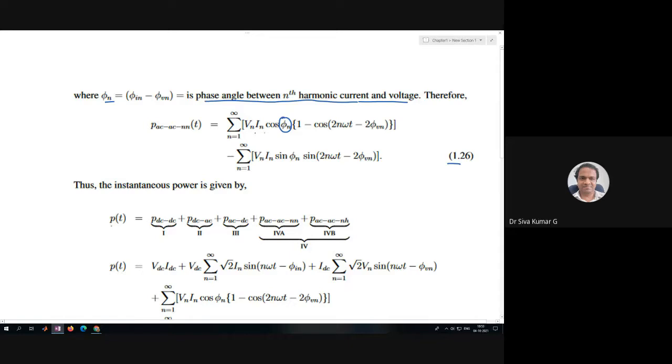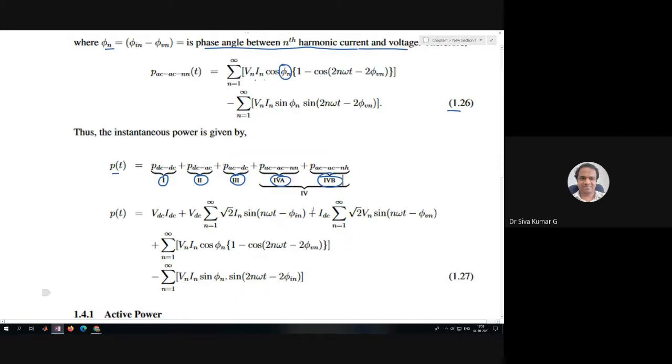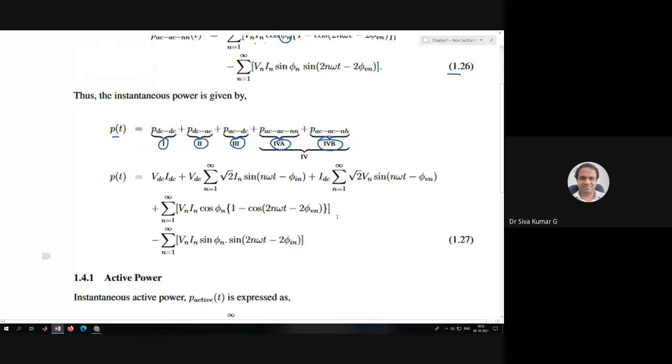This is the instantaneous power. It has the DC-AC and AC-DC terms, and then the similar frequency components and the dissimilar frequency components. I have given the equation of the instantaneous power. What do we mean by the interaction of the non-sinusoidal voltage with the non-sinusoidal current when you are finding the instantaneous power?